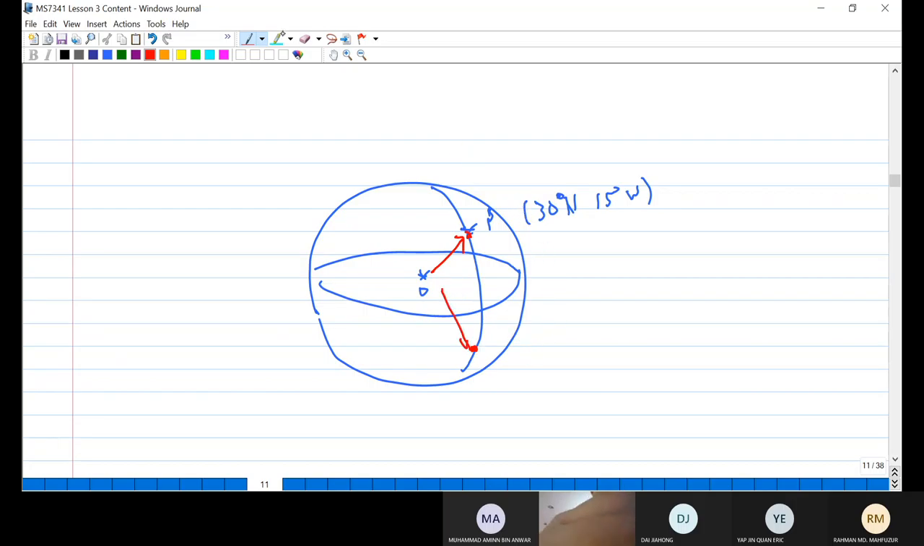So P is 30 degree north, 15 degree west, and then Q is also a point. Let's say Q is 45 degree south, 15 degree west. So actually they are diagonal on the same big circle here. So what is the distance between P and Q now?